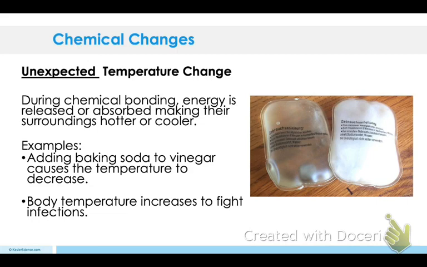Alright, so unexpected temperature change. During chemical bonding, energy is released or absorbed, making the surroundings hotter or cooler. Examples: adding baking soda to vinegar causes the temperature to decrease, and your body temperature increases to fight infections when you get sick. Those are examples of temperature changes. Go ahead and pause here if you're still writing.